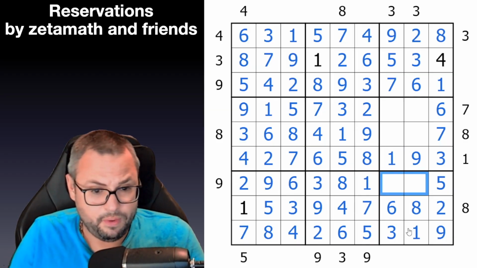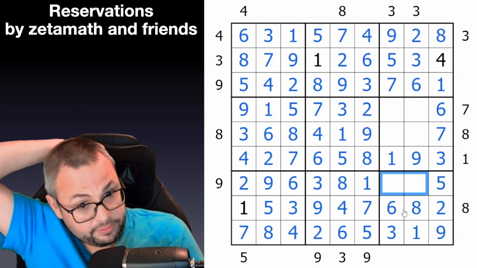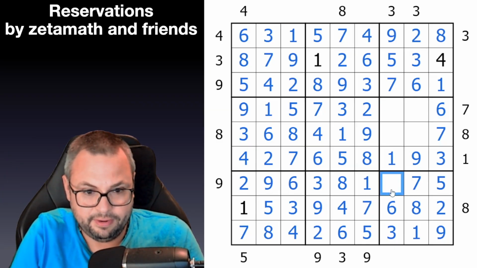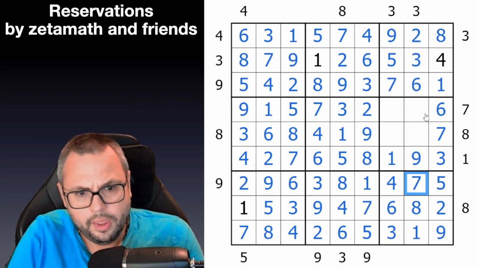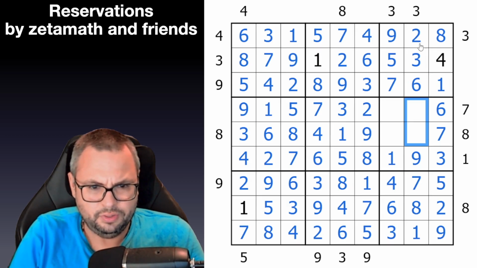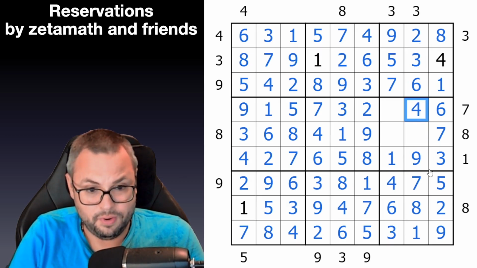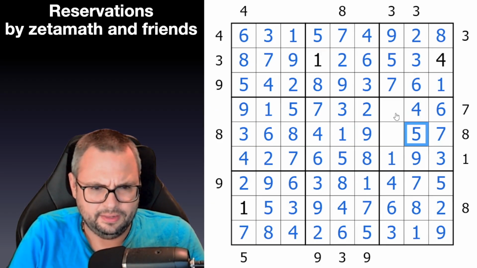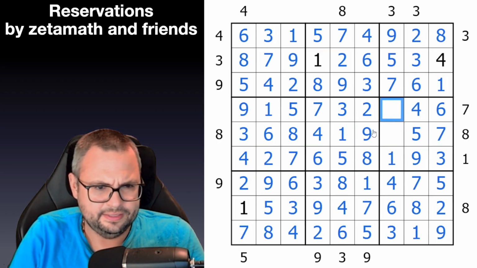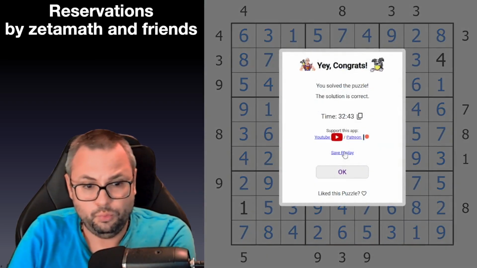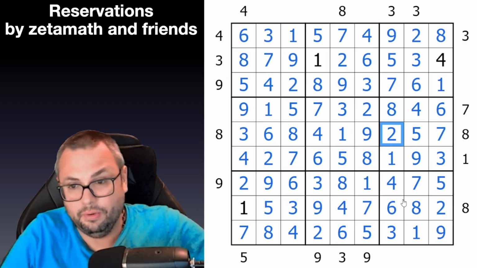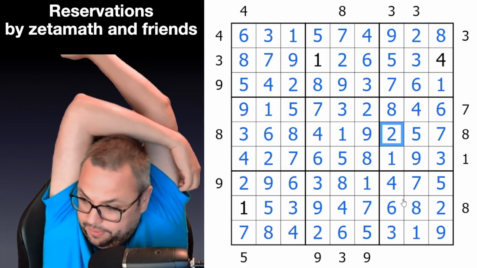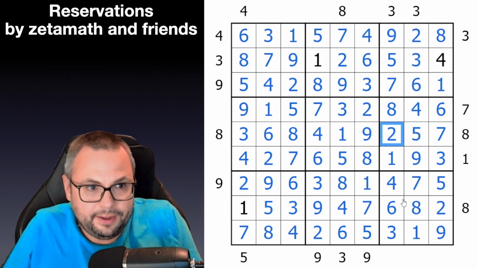One of these is a 4, and the other one is hopefully something useful. The other one's a 7, which is something useful. These two, one of those is a 4. The other's a 5. Let's see, that is 8 and 2. And there we go.